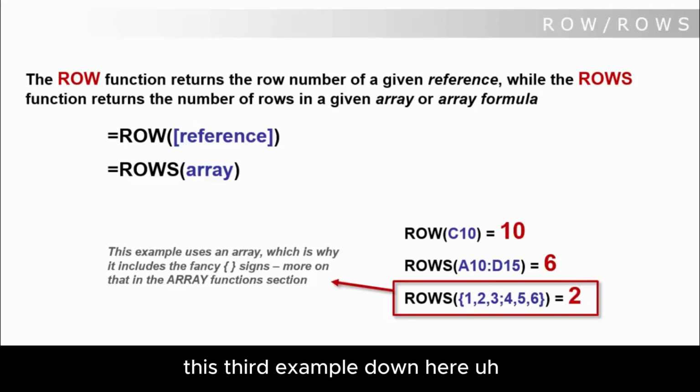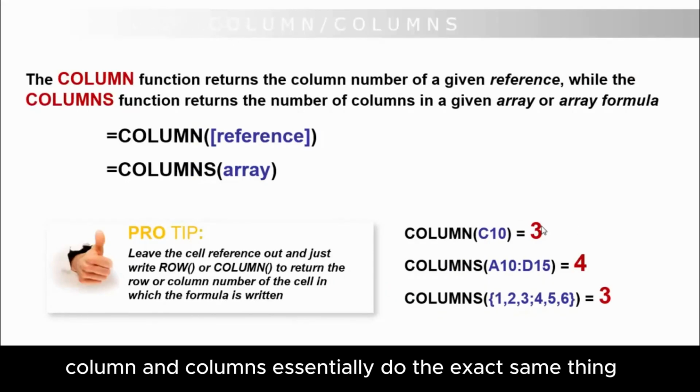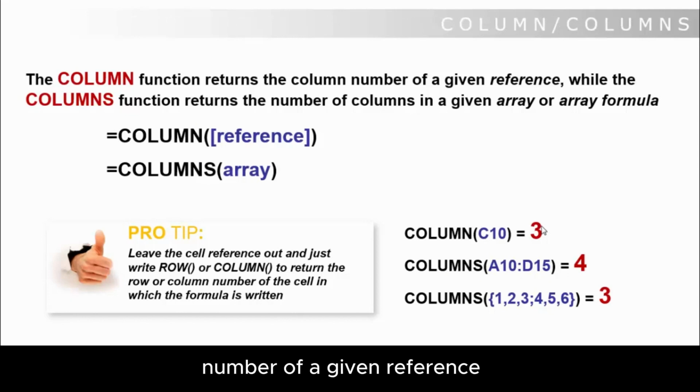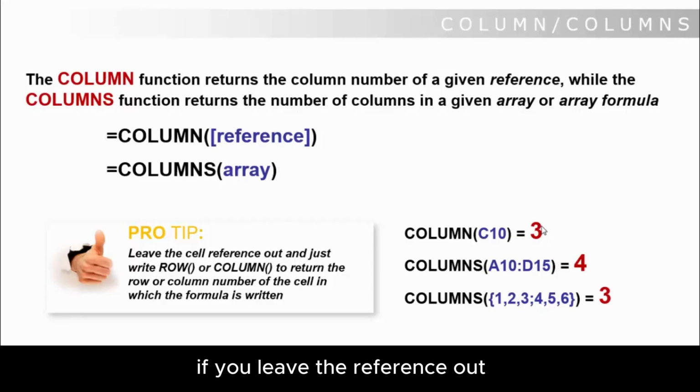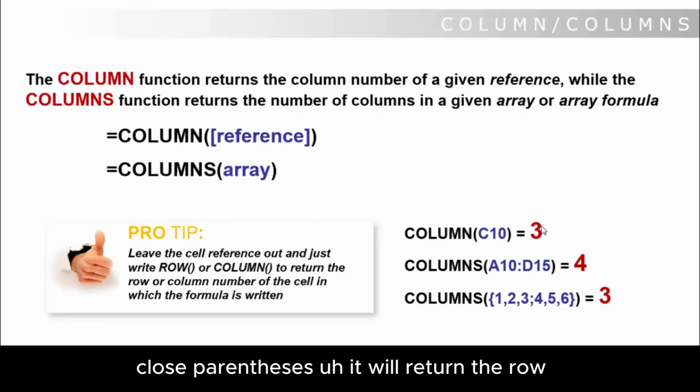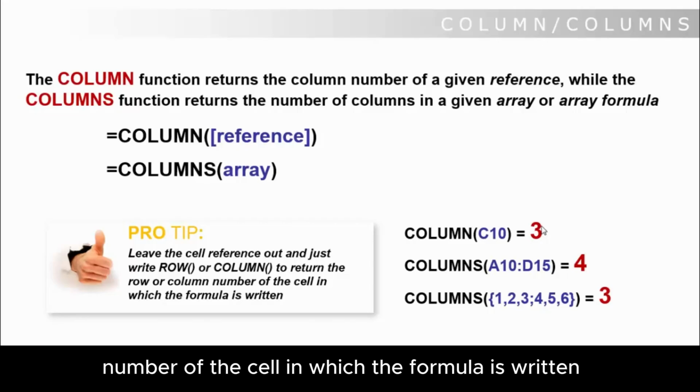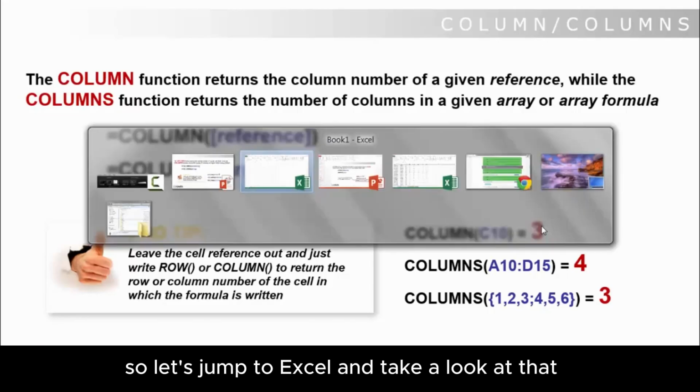This third example down here uses a user-defined array, which we'll talk about in, I believe, section 9, the array formula section. COLUMN and COLUMNS essentially do the exact same thing. They just return the column number of a given reference, or the total number of columns, with an S, in a given array. One additional little tip here: if you leave the reference out and just write ROW with open-close parentheses, or COLUMN, open-close parentheses, it will return the row or column number of the cell in which the formula is written. So let's jump to Excel and take a look at that.